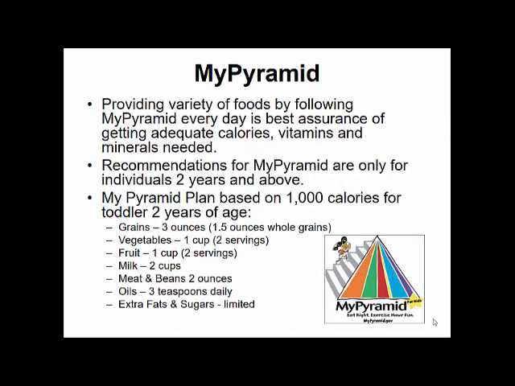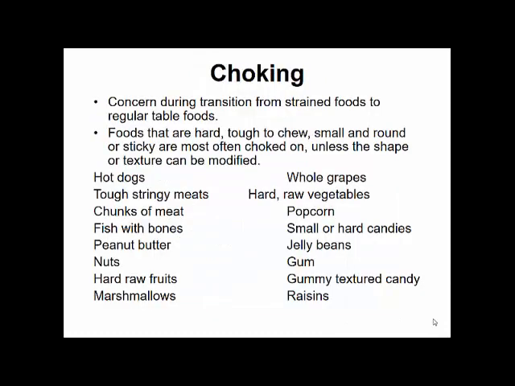MyPyramid for the proper food. Providing a variety of foods by following MyPyramid every day is the best assurance of getting adequate calories, vitamins, and minerals needed. Recommendations for MyPyramid are only for individuals 2 years and above. MyPyramid plan based on 1000 calories for toddlers 2 years of age: grains 3 ounces, 1.5 ounces whole grains; vegetables 1 cup; fruit 1 cup; milk 2 cups; meat and beans 2 ounces; oils 3 teaspoons daily; extra fats and sugars limited.